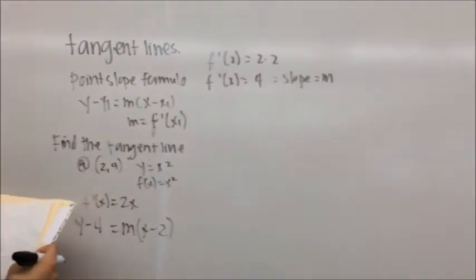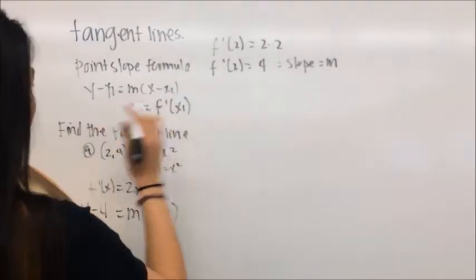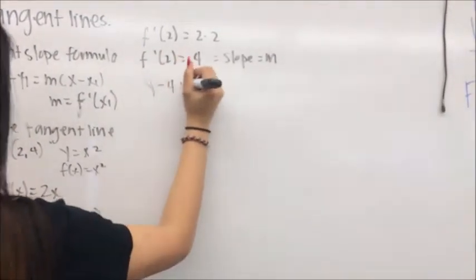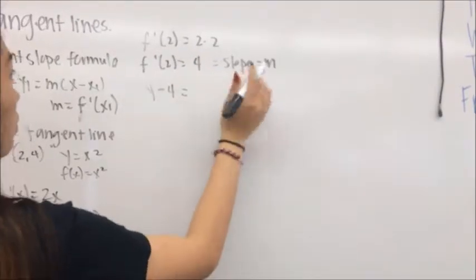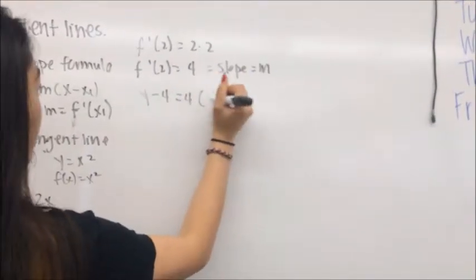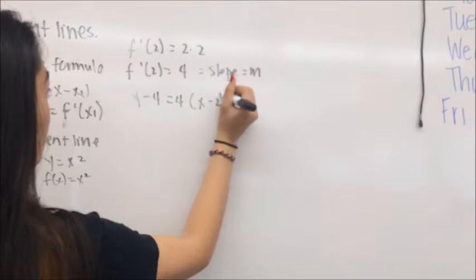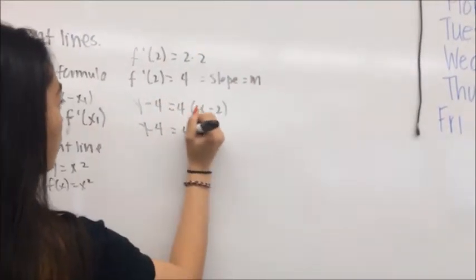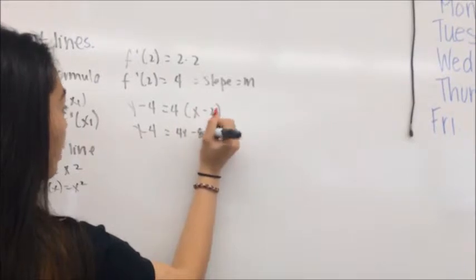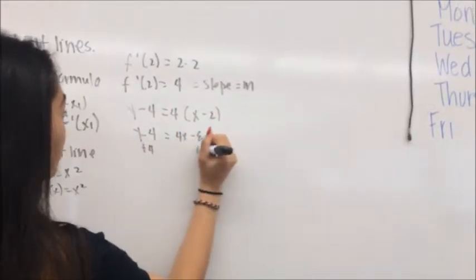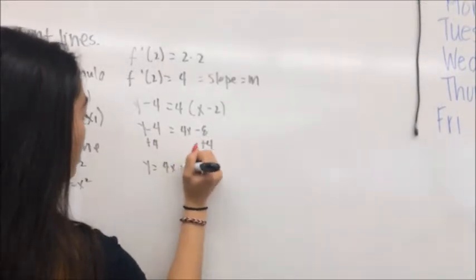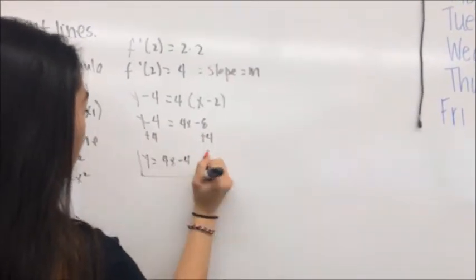And so now you have the formula of y minus 4 equals your slope, which is 4, times x minus 2. And after you just solve it, y minus 4 equals 4x minus 8. You add 4 on both sides. y equals 4x minus 4. That's your tangent line.